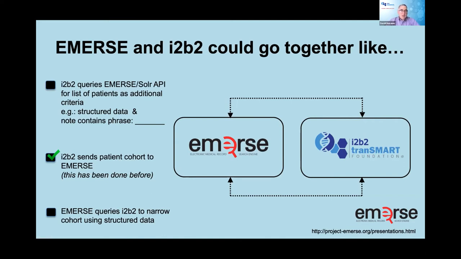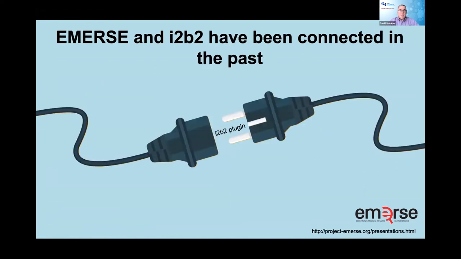I2B2 could send a patient cohort to EMERS, and this actually has been done before. At Michigan, we have done this where we, a long time ago actually, had an interlink between the two systems. And then another thing that could happen sometime in the future is that EMERS could actually query I2B2 to narrow the cohort using structured data. So one thing's been done before sort of as a proof of concept, but it did work, and other things are potentially possible. So back a while ago here, we actually had built an I2B2 plugin for EMERS.